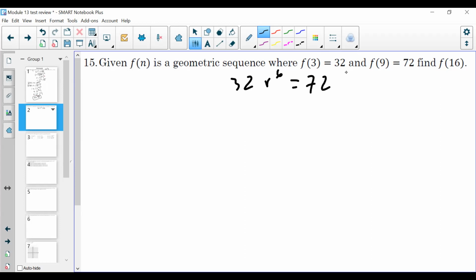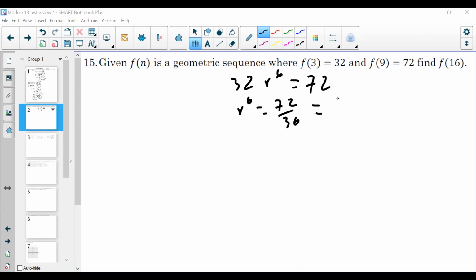All right. So I just solve for r here, divide by 32, sorry. I get r to the 6 equals 72 over 32, which reduces down to, I think they're both divisible by 4.